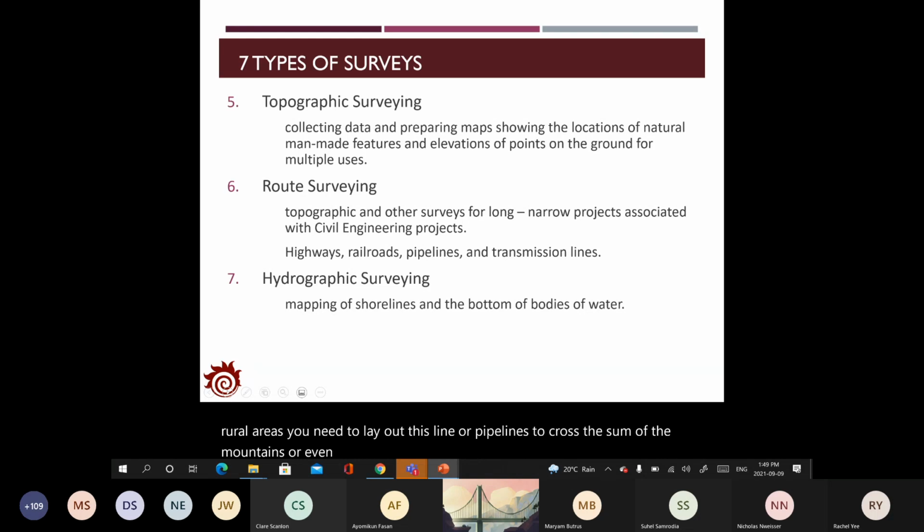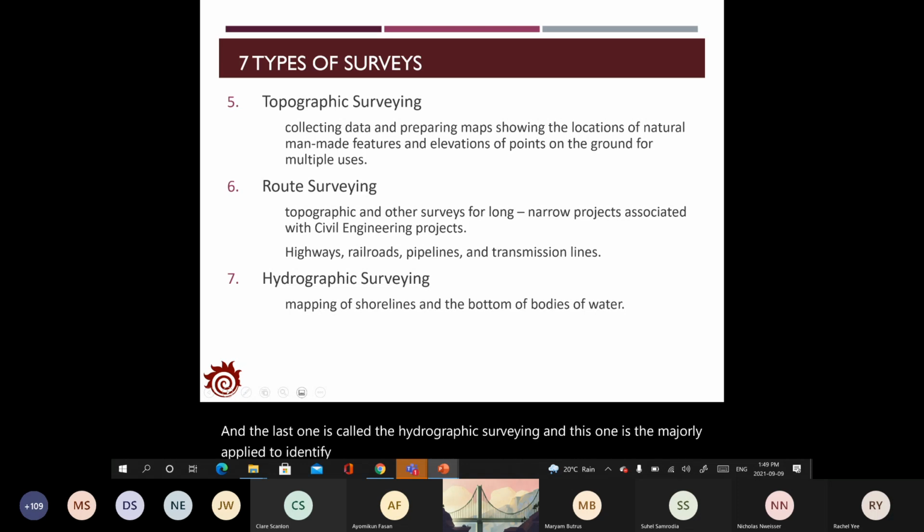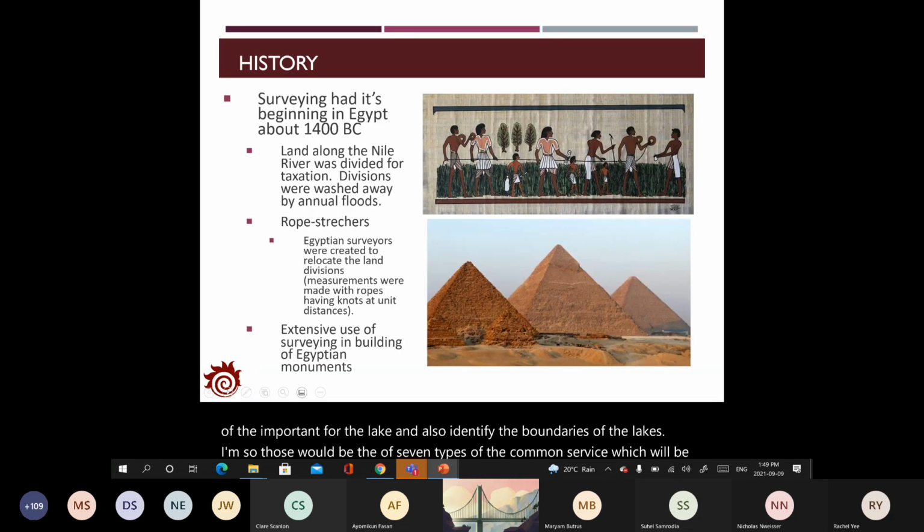And the last one is called hydrographic surveying, and this one is mainly applied to identify the shorelines and borders of water areas. We use these surveying techniques to identify the shape of the bottom of a lake and also the boundaries of the lake. So those are the 7 types of common surveys applied in civil engineering.